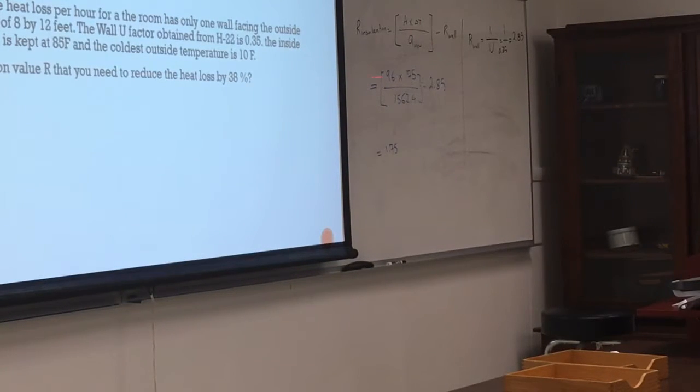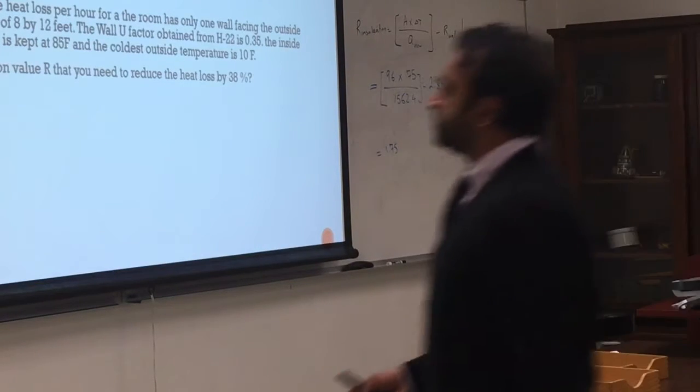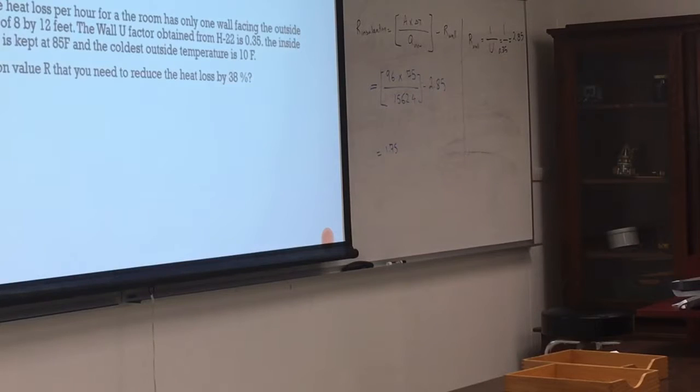Because we're trying to find the R insulation. So we want to reduce it by 38%. This is my original heat loss. I want to reduce that by 38%. This is what I'm aiming for now. I'm shooting to have 1562.4. This is my goal.